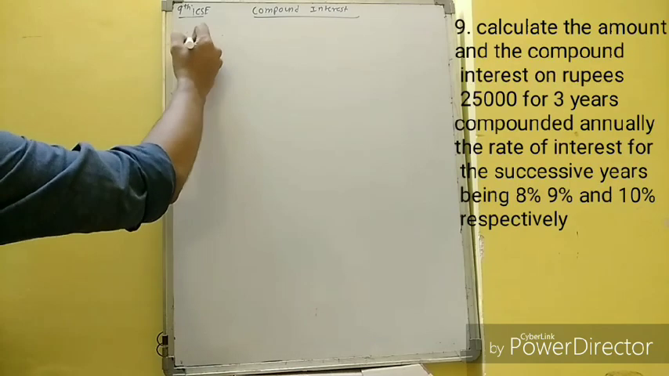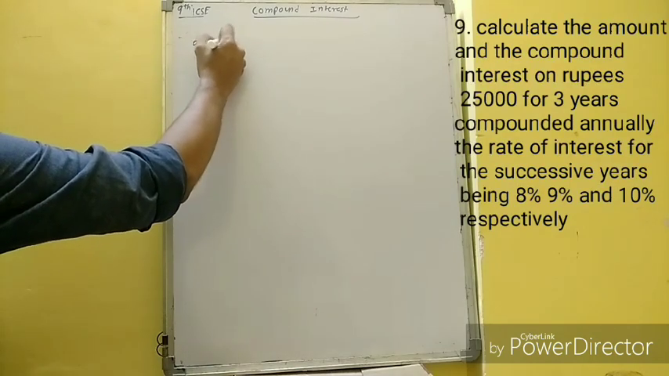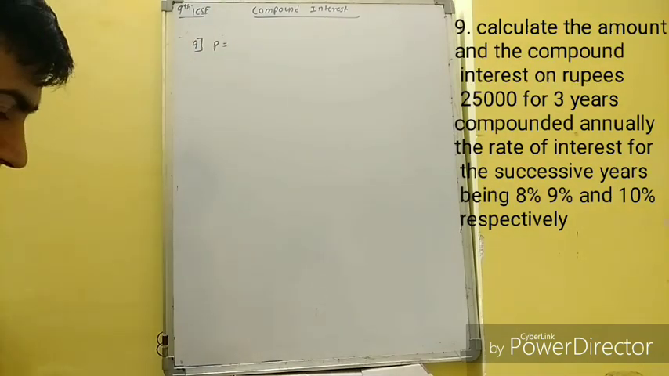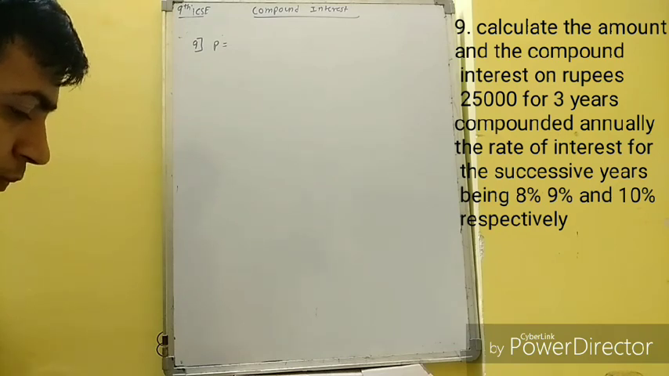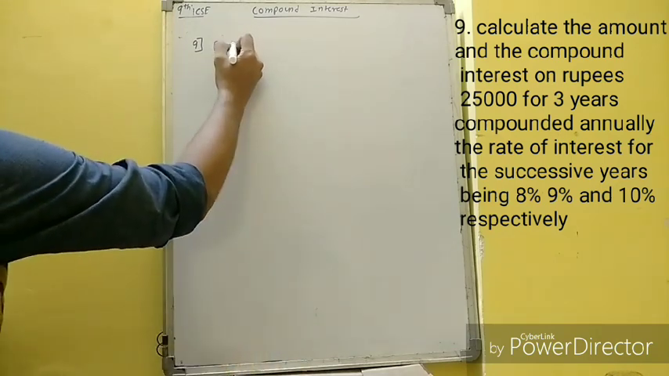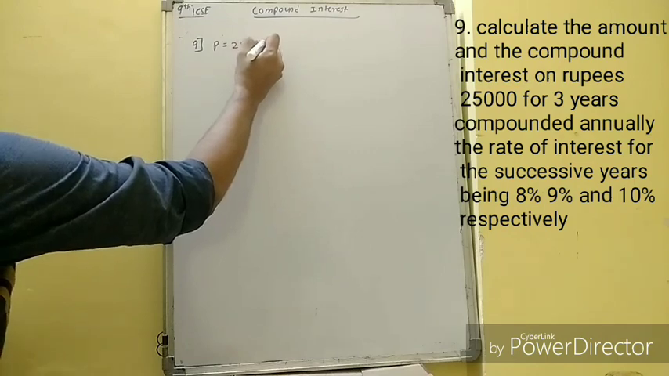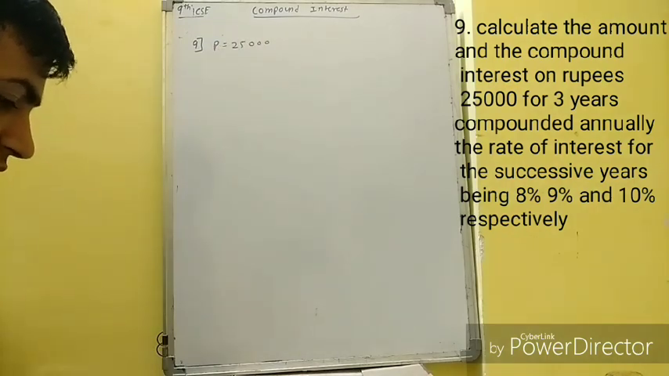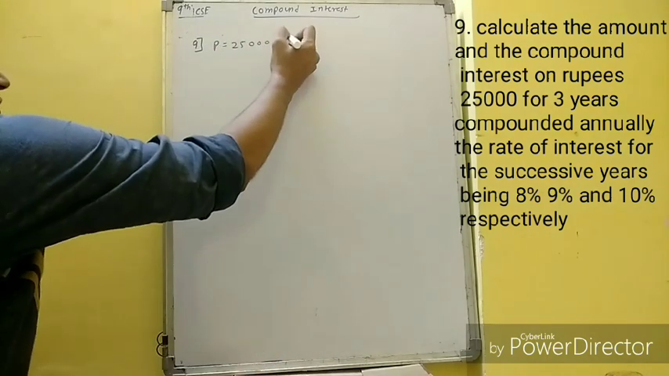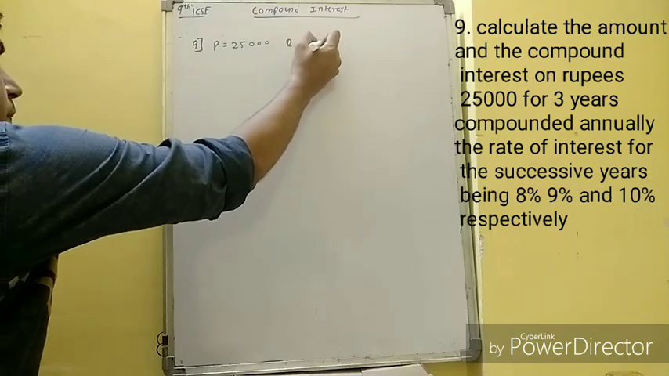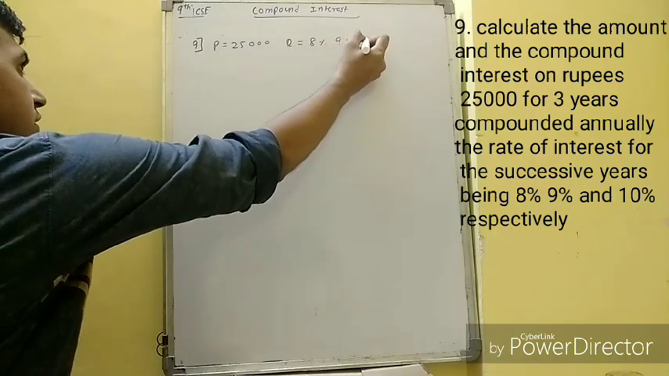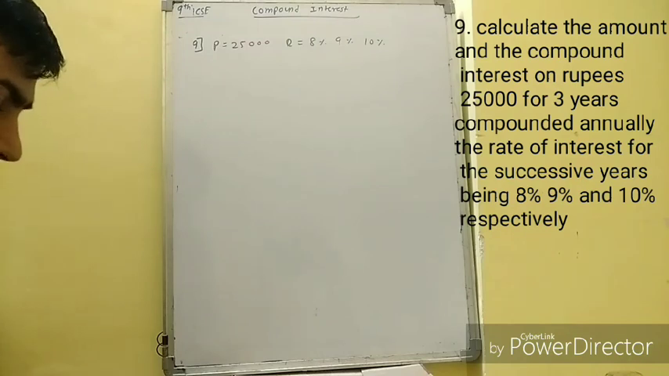Okay, let's move to the 9th one. It is a similar type of question. You try to do it on your own. I'll just show you how to do it. Find the amount and the compound interest on 25,000. So the principal is 25,000, for 3 years. So we have 3 years and we have successive rates as 8%, 9% and 10%.